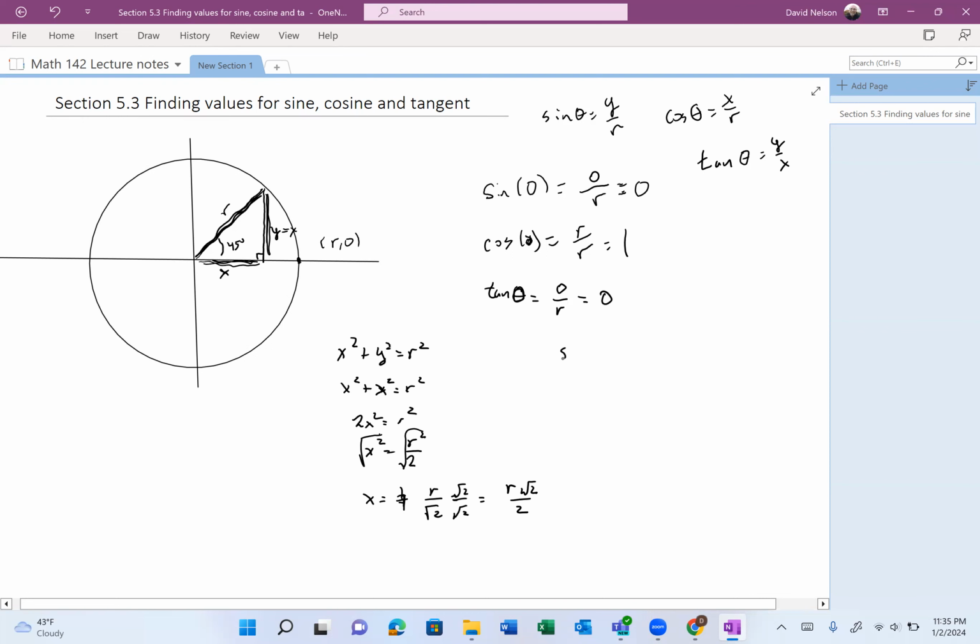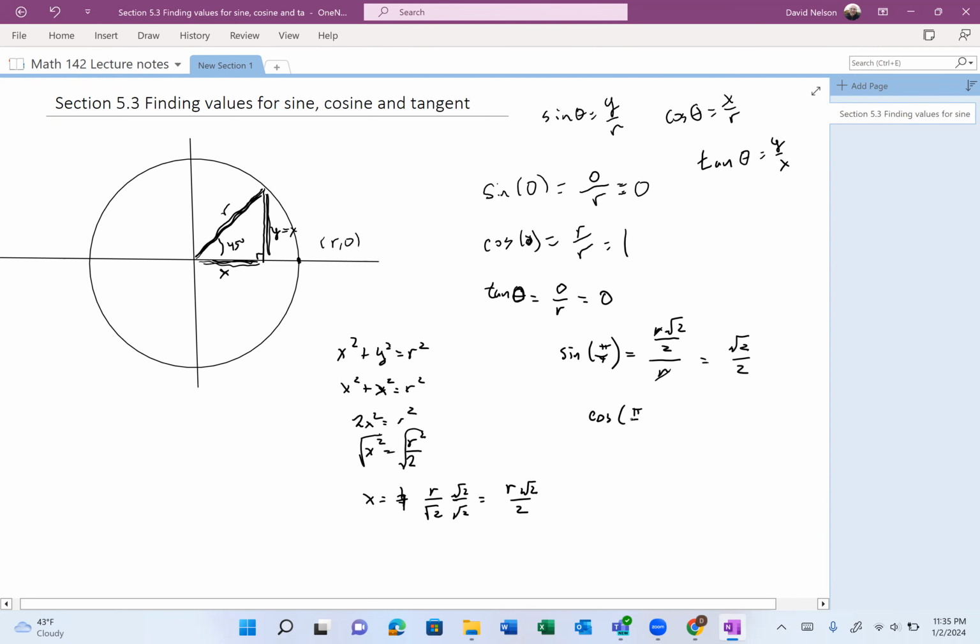And so the sine of pi over 4 is the y-coordinate divided by the radius. The y-coordinate is the same as the x-coordinate, r root 2 over 2, and then I'm dividing that by another r. And what happens there is the r's will cancel out, and so it doesn't depend upon the radius at all, which is what we expect, that ratio should be fixed. And that fixed ratio is root 2 over 2. The sine of pi over 4 is root 2 over 2.